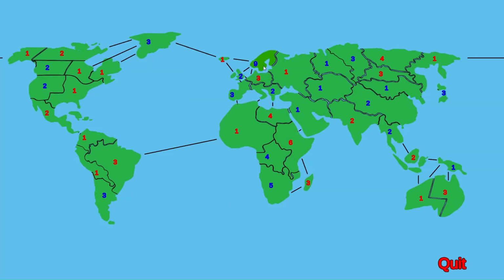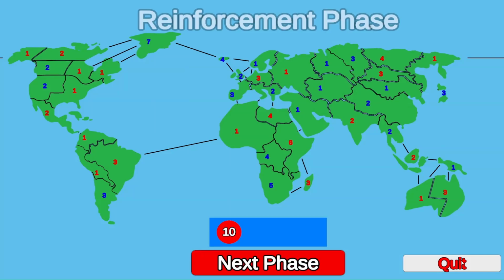Firstly, it reinforced here, increasing the number of troops in that territory. Then, attacking Iceland and successfully winning, it took over that territory. Finally, it fortified from Iceland downwards. Then pressing the quit button takes me back to the main menu.